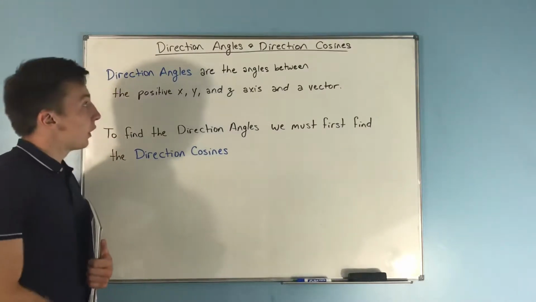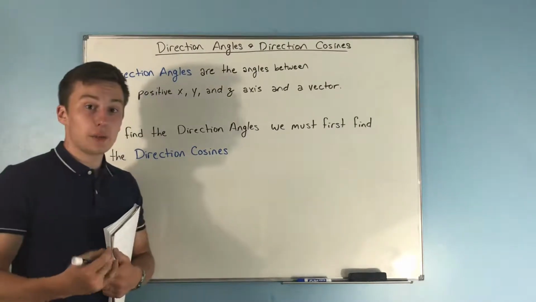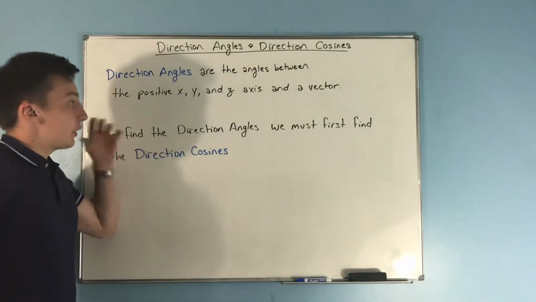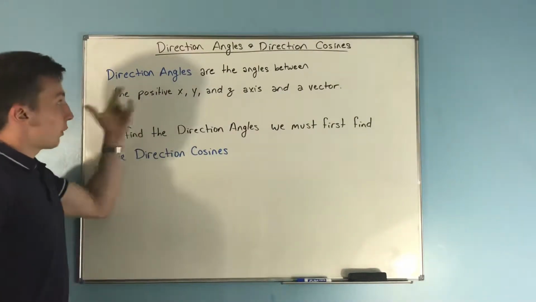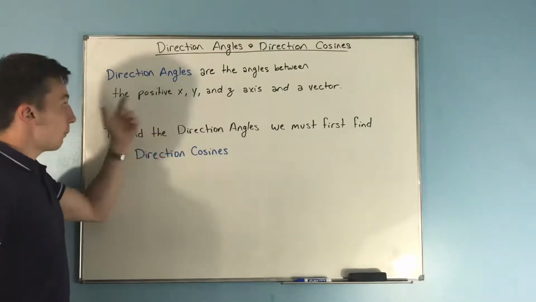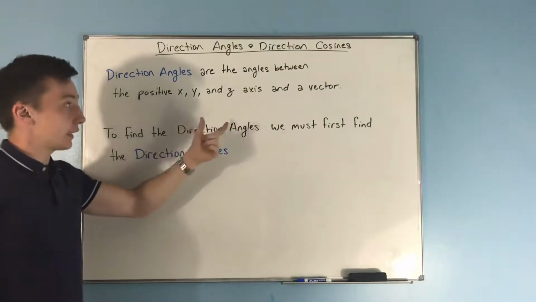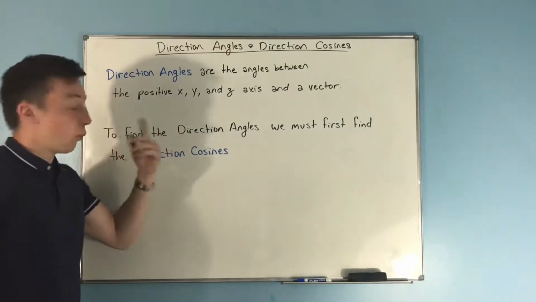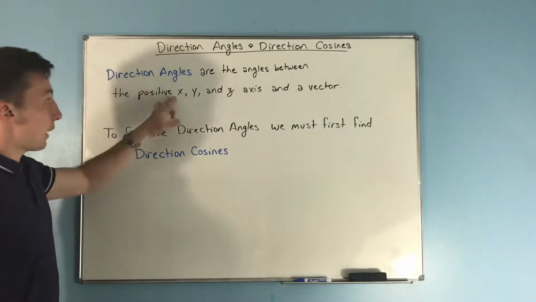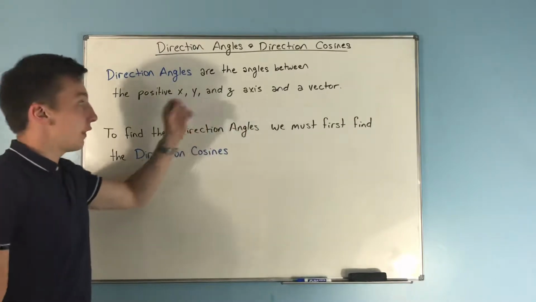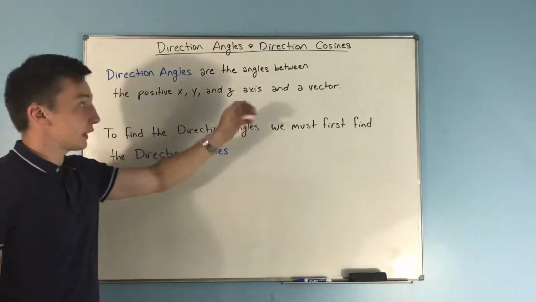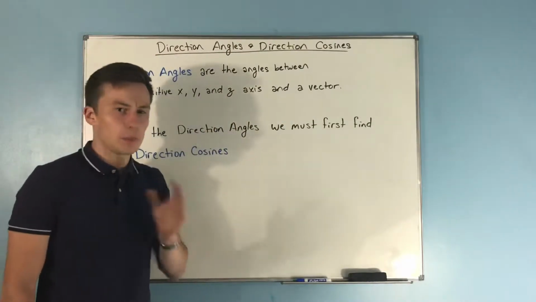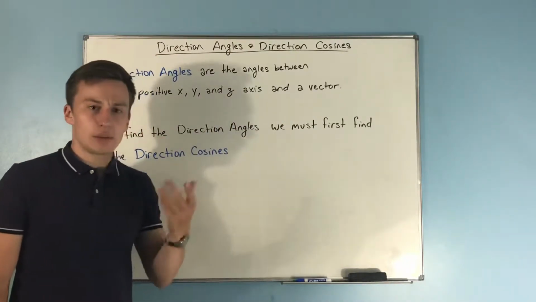Alright, so in this video, we're going to be talking about the direction angles and direction cosines, okay? So first we need to define these terms. Direction angles are the angles between the positive x, y, and z axis and a vector. So you have three direction angles. One is the angle between the positive x-axis and a vector. The second is between the positive y-axis and a vector, and the third is between the positive z-axis and a vector. Okay, and I'm going to show you a visual of that if that's not really making too much sense to you.